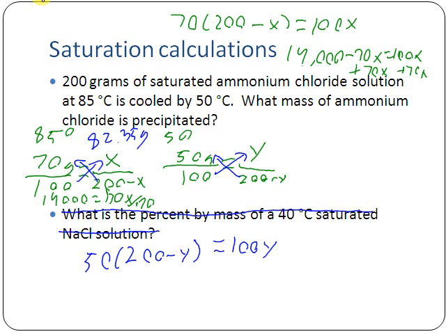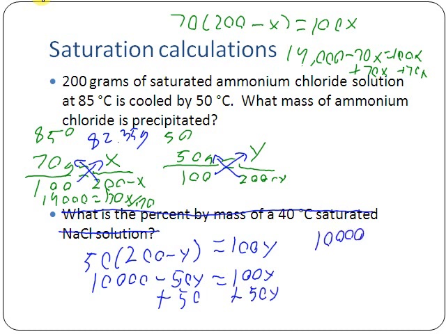Distribute this through. 50 times 200 would be basically 10,000 minus 50Y, that's a 5, equals 100Y. Add 50Y to both sides. And so I, in this case, get 10,000 is equal to 150Y. Divide both sides by 150. And so 10,000, put in your calculator, 10,000 divided by 150, and I get Y equals 66.67.